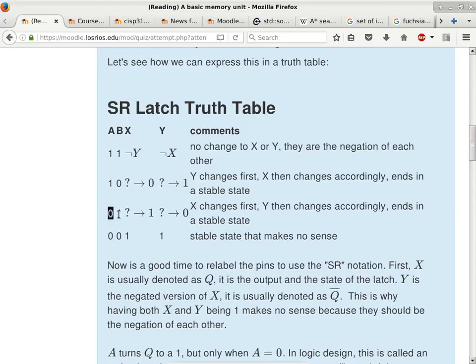And then with this one here, it is the exact opposite because the design itself is symmetric. This is the only one that really doesn't make sense and really should not happen when you design the circuit, is when both inputs are zeros. That one really does not make sense.